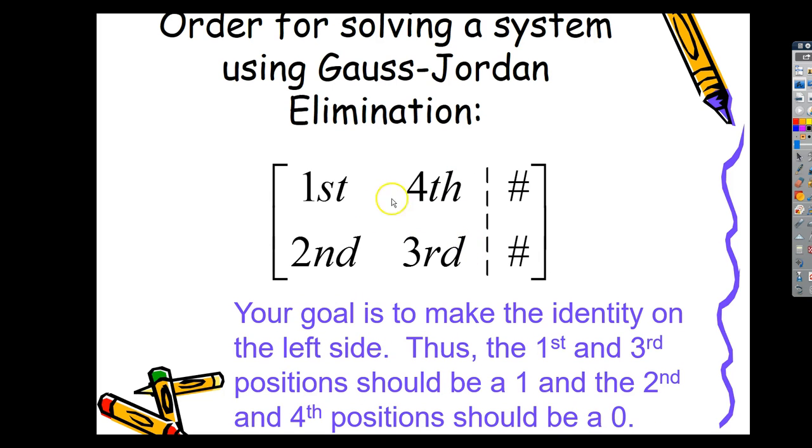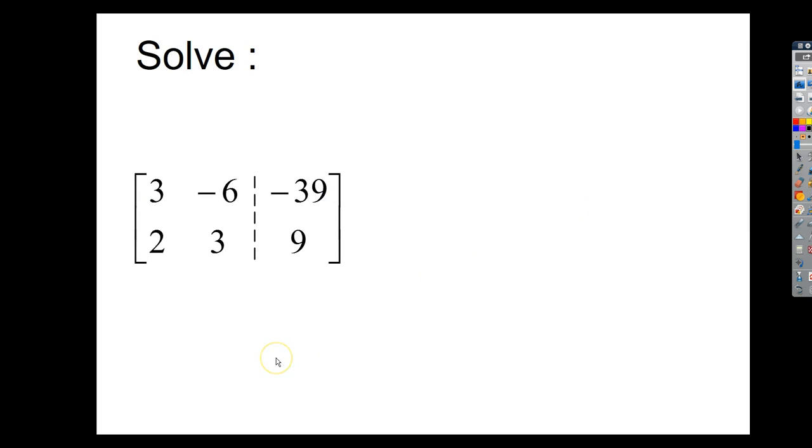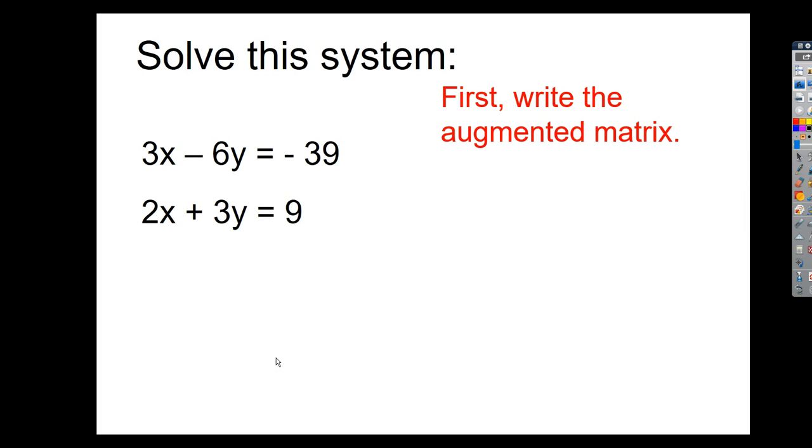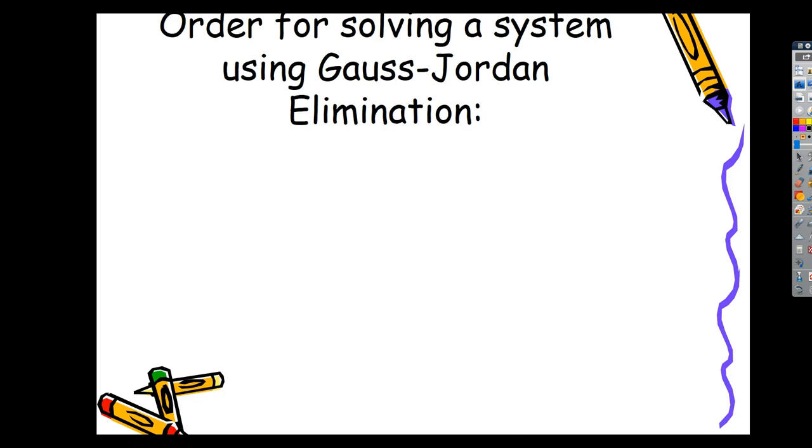All this is telling us is that the 1s need to be in the first and third column, and the 0s need to be where the second and fourth are.